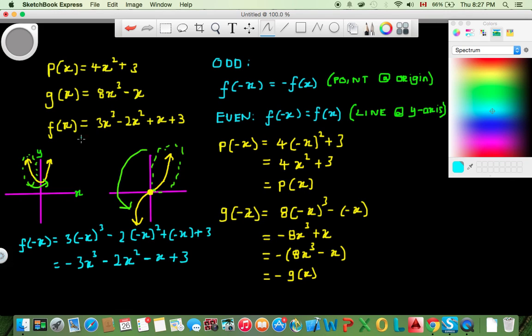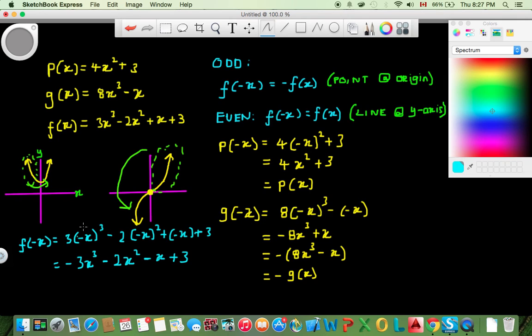So as you can tell, our original function is positive 3x cubed. This is a negative. It's a negative 2x squared. It's a negative 2x squared here as well. And that's a positive x. This is a negative x. So we know that it's not an even function.